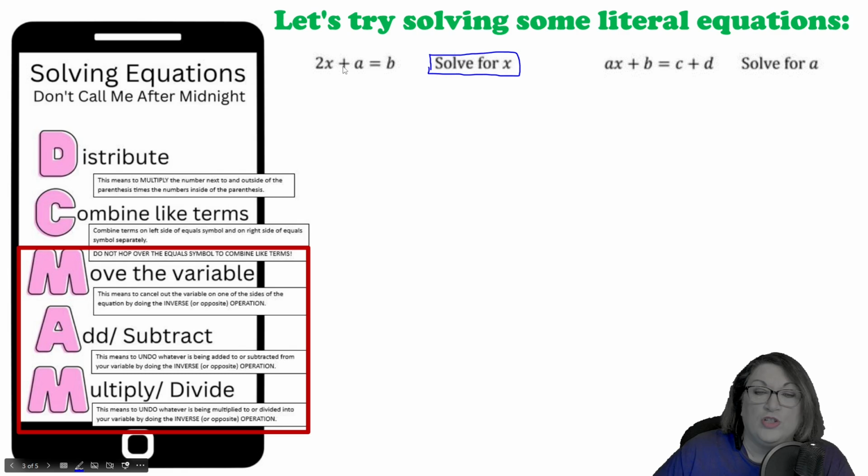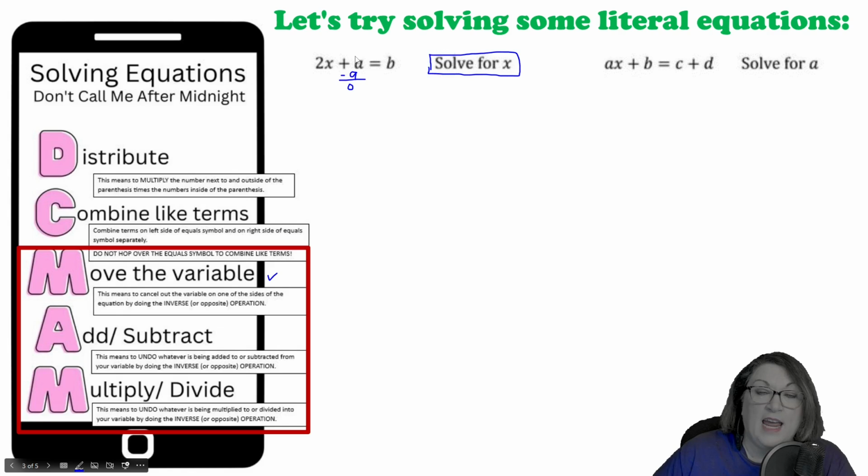Similar to a regular equation, you're going to be doing these steps here. Well, we don't have an x on both sides of the equals, so we can skip the move variable step for now. And we're on add subtract. So what is being added to my x is the a. I need to cancel that out first because our goal is to get x all by itself. So I need to get rid of this a, and I also need to get rid of that 2 that's next to the x as well.